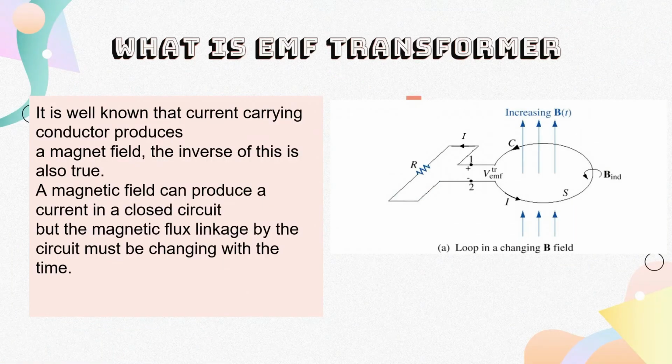It's well known that a current carrying conductor produces a magnetic field. Also, the inverse of this statement is true. A magnetic field can produce a current in a closed loop circuit, but the magnetic flux linkage by the circuit must also be changing with time. So what does that mean? What about our equations and theory? Let's take a deeper look.